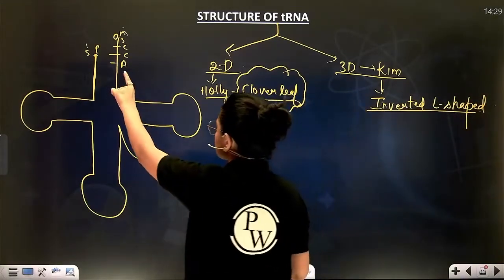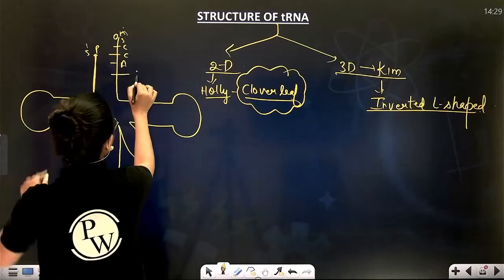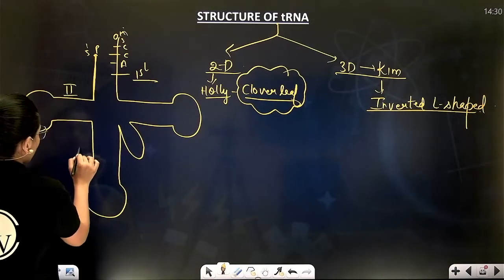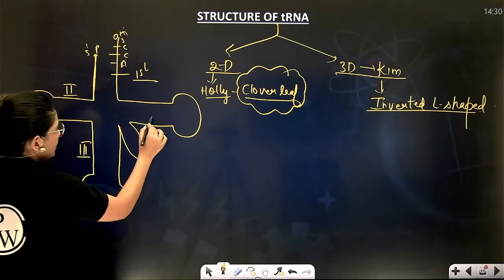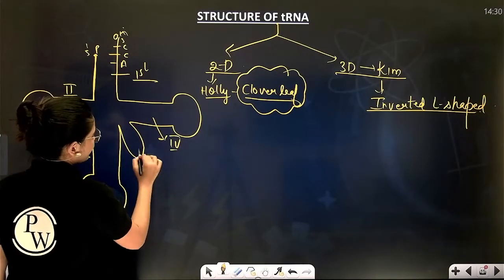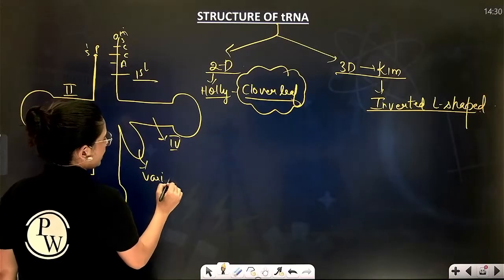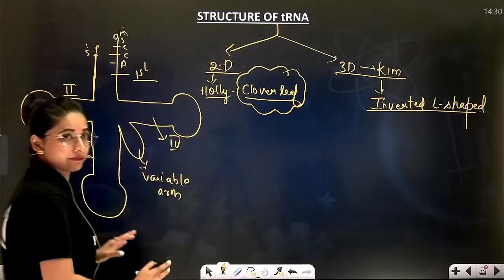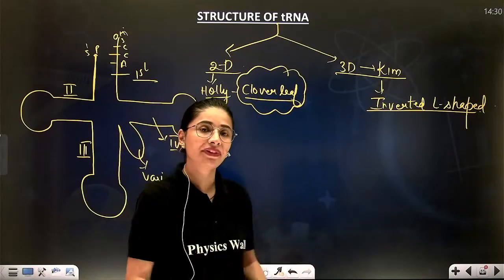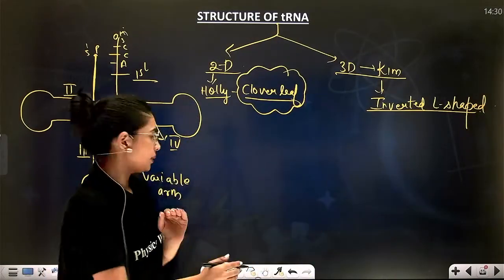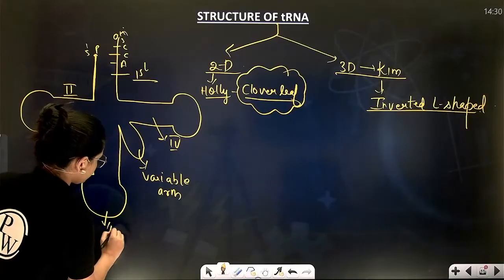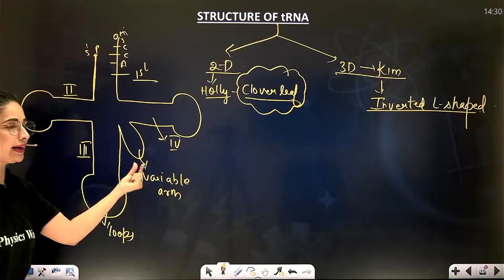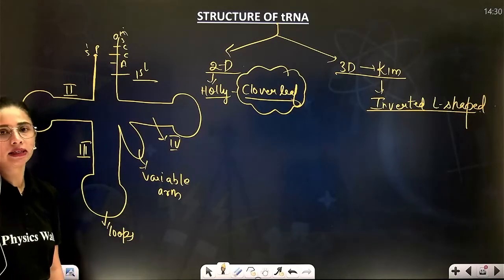Right? Now, this is the first arm. From 5' end, this is the second arm. This is the third arm. This is the fourth arm, and this is the variable arm, extra variable. There are names to every arm and there is a function associated with every arm and loop. So these are the loops. The first arm does not have any loop and the variable arm is also not having any loop.